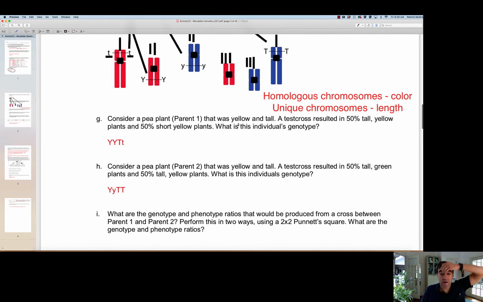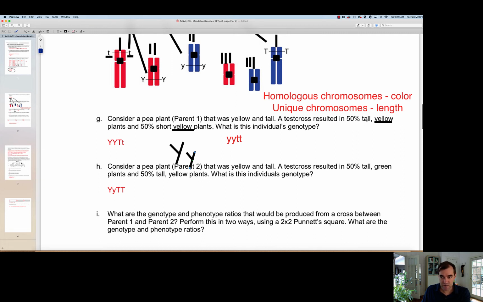So consider a pea plant now. We'll go into a test cross that resulted in 50% tall yellow and 50% short yellow. So what is the individual's genotype? A test cross, we always have to remember, is crossing with an individual that has recessive alleles for both genes, and it allows us to determine the genotype of the parent we're interested in. What we see is that in both cases, they are yellow. And so that individual must be homozygous for the dominant yellow allele, because all of the offspring are yellow. So all of the offspring must have the heterozygote genotype.